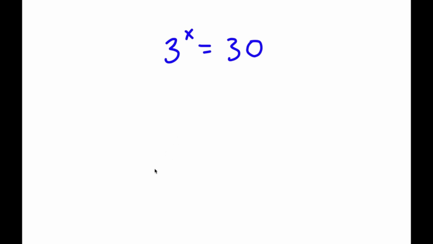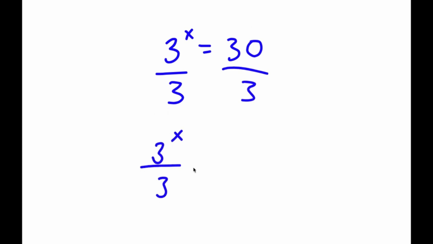Alright, so in this problem I have 3 to the power of x is equal to 30. To solve this problem, I'm going to first start by dividing both sides by 3. So now I have 3 to the power of x over 3 is equal to 30 divided by 3, that's equal to 10.